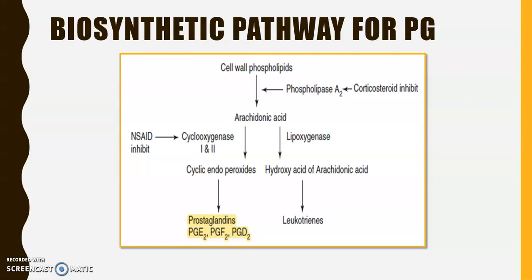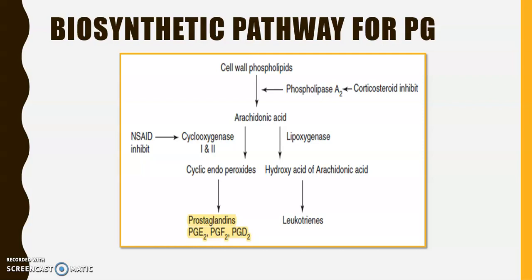Now you can see in the diagram that NSAIDs inhibit cyclooxygenase 1 and 2. NSAIDs are non-steroidal anti-inflammatory drugs. So they inhibit the enzymes COX-1 and COX-2. Now if COX-1 and 2 are inhibited, what will happen? Arachidonic acid will not get converted to cycloendoperoxides and hence not to prostaglandins. So NSAIDs can be used as anti-inflammatory drugs. Also, there is another agent, that is corticosteroids.